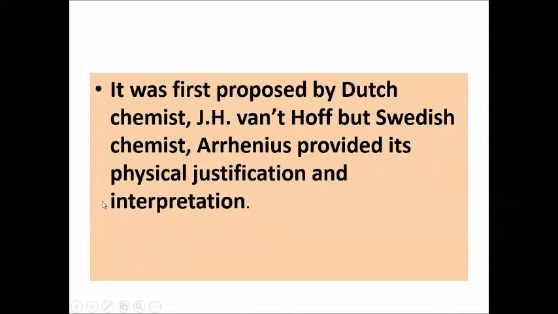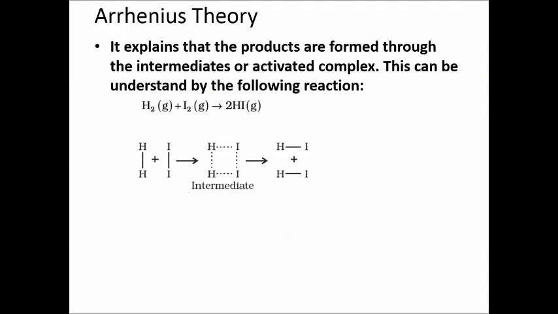It was first proposed by Dutch chemist J.H. van 't Hoff, but Swedish chemist Arrhenius proved its physical justification and interpretation. Next, we will deal with the Arrhenius theory. It explains that the products are formed through the intermediates or the activated complex. This can be understood by the following reaction, that is, the reaction between hydrogen and iodine.